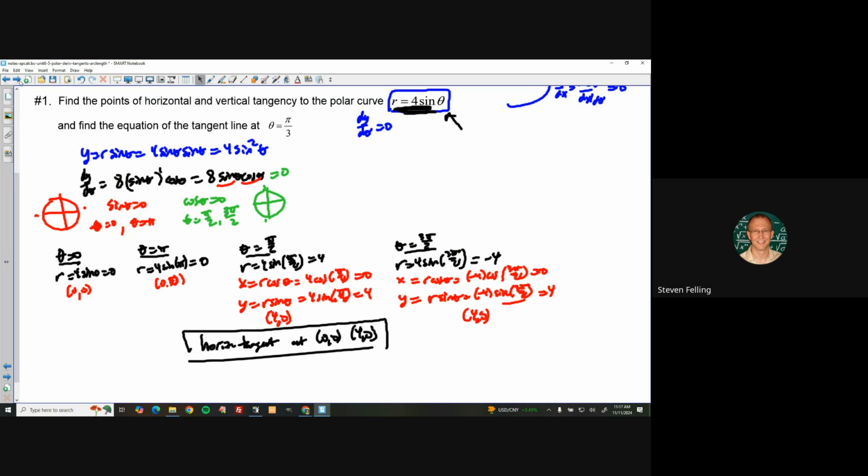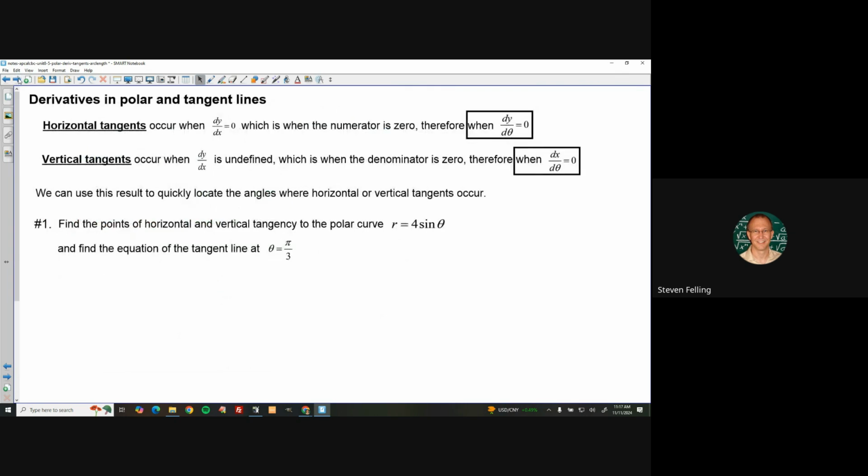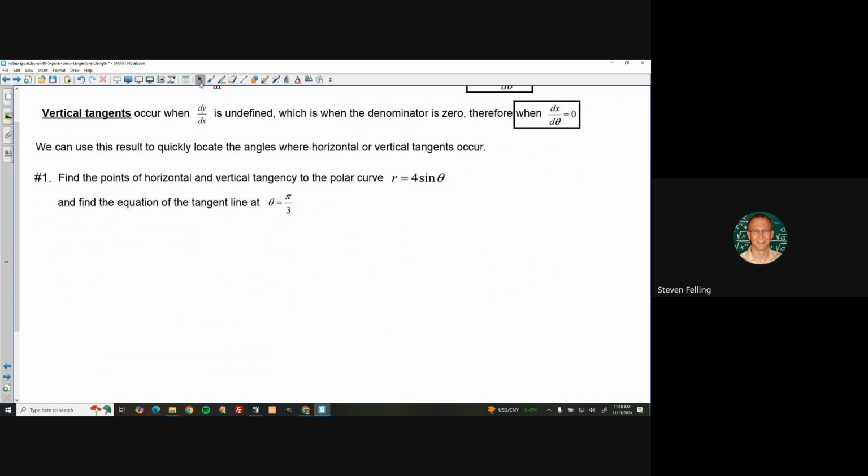Okay, so for this third part, I'm going to remind myself of the goal. The goal for a tangent line is to fill in y minus some y equals the slope times x minus some x. So to get the x and the y, what we'll do is just plug this angle into equations for x and y. So x is r cosine theta, right? But r is 4 sine theta. So it's 4 sine theta cosine theta.